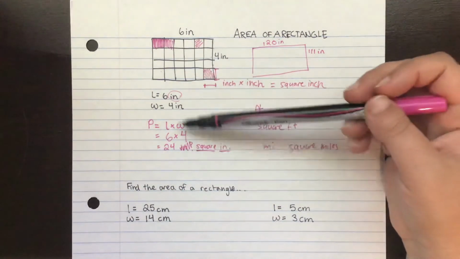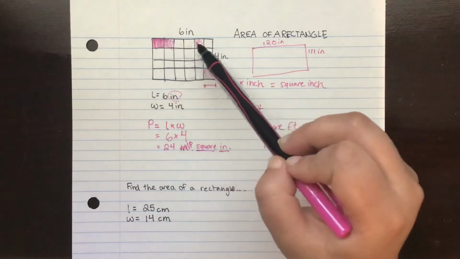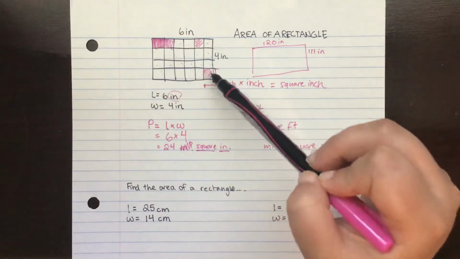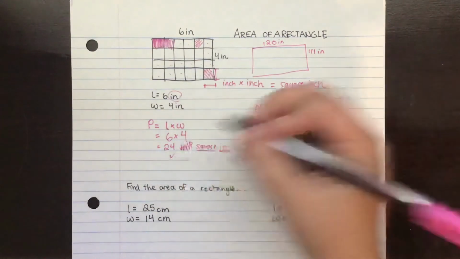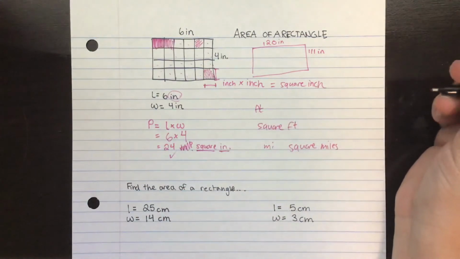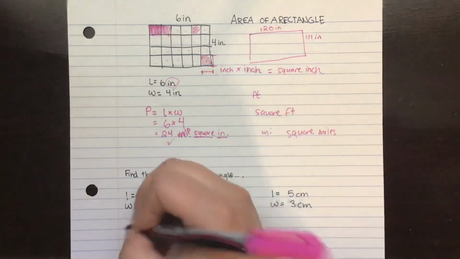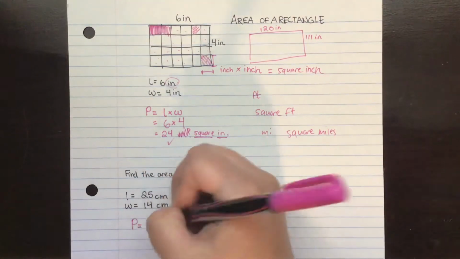So this one is helpful. We have a picture. We can check with the picture just to make sure. 1, 2, 3, 4, 5, 6, 7, 8, 9, 10, 11, 12, 13, 14, 15, 16, 17, 18, 19, 20, 21, 22, 23, 24. So yep, our answer is right. There are 24 square inches in that one. However, sometimes you will not be given the picture, so you need to know that formula. So once again, perimeter equals length times width.